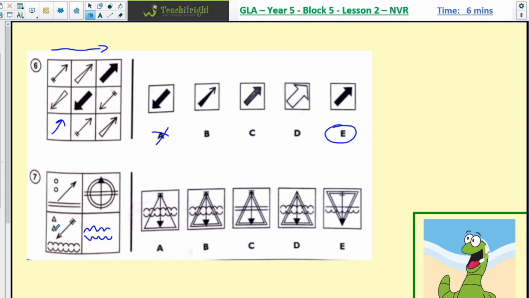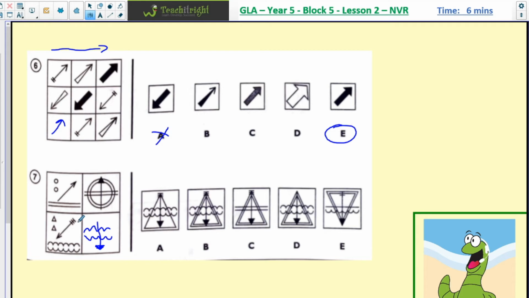If I look from top to bottom, I've got two circles, two arrows, two triangles. My arrow is pointing one direction, it's now pointing the opposite, so perhaps I'm expecting this arrow to be in the opposite direction. Also, changing from left to right, we've gone from not filled in arrowhead to a filled in arrowhead, so perhaps my arrowhead's going to be filled in.